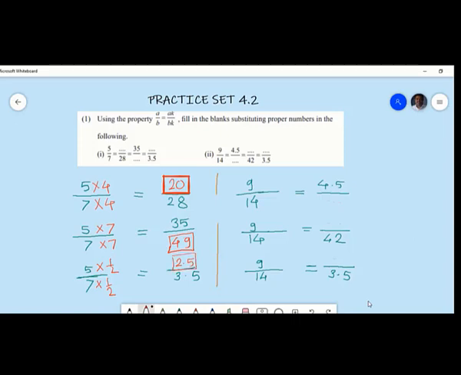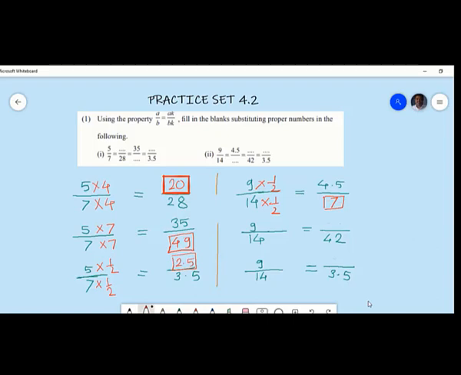Second, fill in the blanks. 9 upon 14 is equal to 4 point dash upon dash dash. 4.5 is a half number, half of 9. So 9 is multiplied by 1 upon 2 and 14 is also multiplied by 1 upon 2. 9 half is 4.5. Then 14's half is equal to 7. The correct answer is 7.